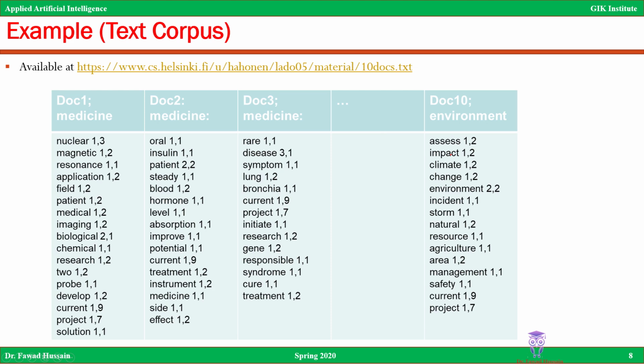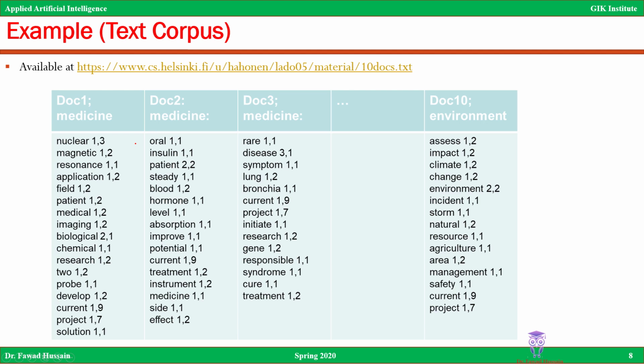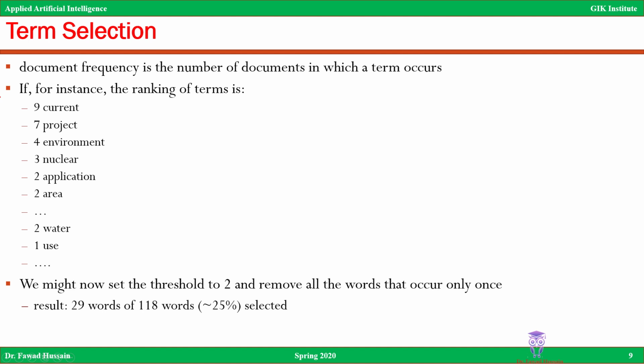So what we can do is, as a very rough and very basic feature selection technique, I can rank the words. So I can say, okay, nuclear, how many times nuclear occurs in the entire corpus, how many times project occurs. So we can see project over here, I don't see project here, I don't see project here, but I see project over here as well. So there's current over here, there's current over here, there's current here, and there's current here. So current occurs in all the documents. So I can just have, okay, current occurs 9 times, project occurs 7 times.